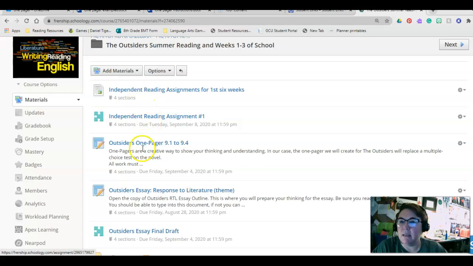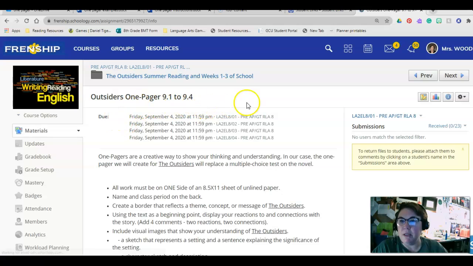And here is what I wanted to point out to you. These are the two new things that we're going to work on the rest of the week. The Outsiders one-pager, and it gives you the dates there, as well as our independent reading assignment that I talked about a little bit when we went to the library. I'm going to talk about that a little bit more right now. But let's look at the one-pager first.